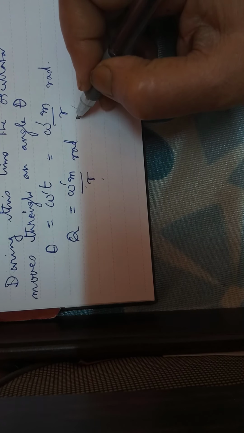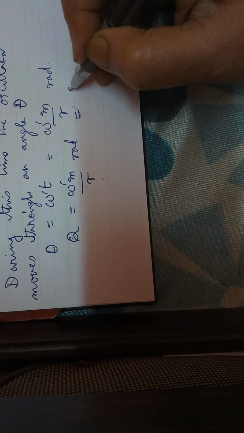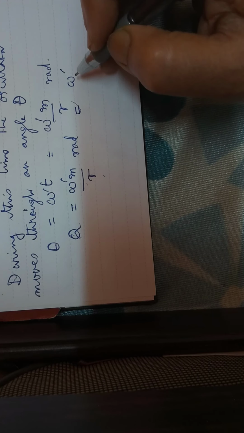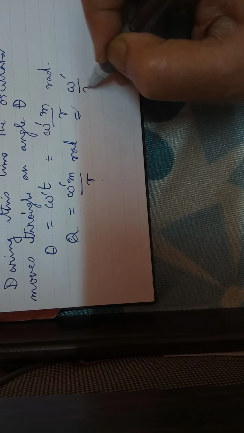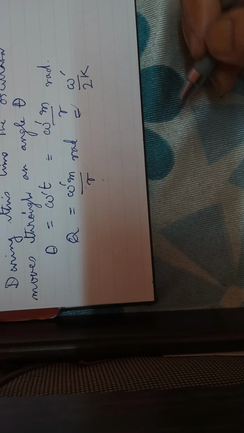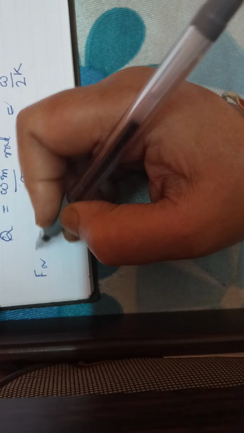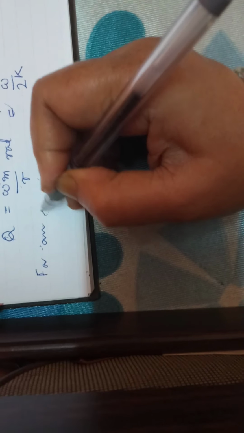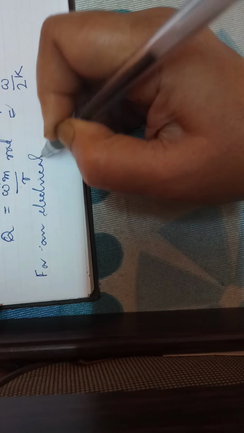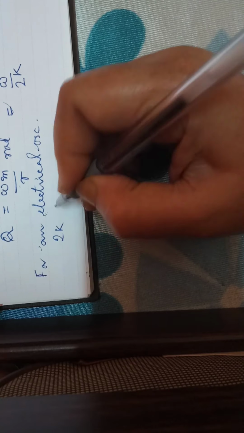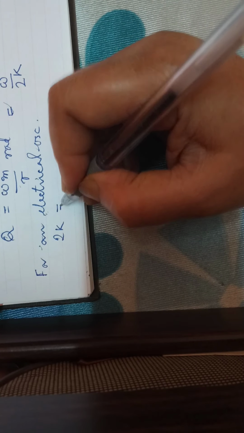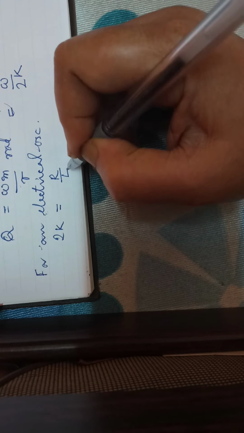Okay, now this is equal to omega prime. What is m by r? 1 by 2k, isn't it? Now in case of an electrical oscillator, what is 2k equal to? For an electrical oscillator, 2k is equal to r by L, or k is equal to r by 2L.